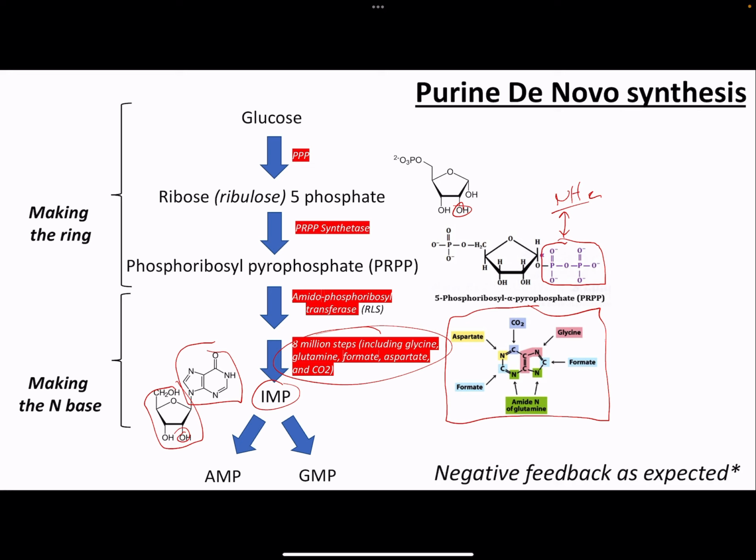Negative feedback as expected. You got enough GMP, it's going to go negatively feedback. Got enough AMP, negative feedback. Got enough IMP, negative feedback, right? You should have an intuition about what the feedback should be like.